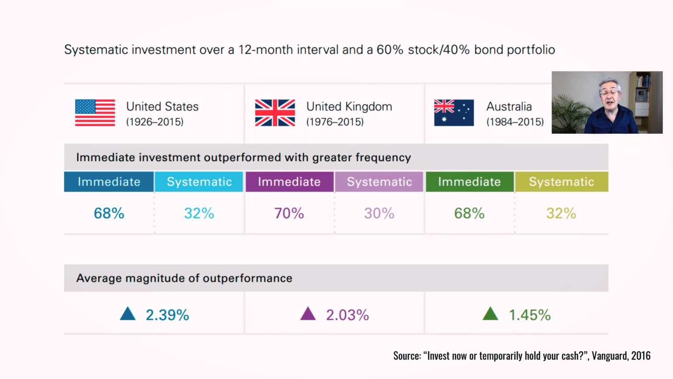Now, Vanguard's already done a research note which looked at this comparison, and the name of it was Invest Now or Temporarily Hold Your Cash. And they did it for 3 markets. They did it for the US, for the UK, and Australia. And their labels here are immediate, that's lump sum, or systematic, which means a 12-month drip feed. And what they found was that in about 2/3 of the cases, in all 3 markets, the lump sum approach outperformed the systematic or drip feed approach. And in this bottom panel, you can see they're comparing the size of the outperformance. And in fact, it wasn't that large. It was only around 2%.